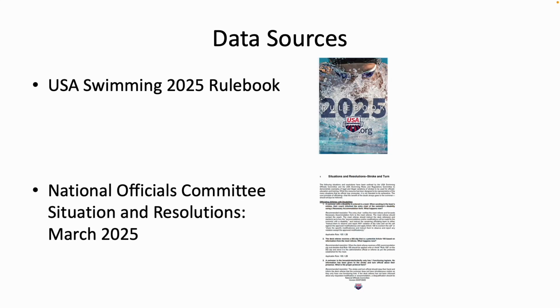For this demo, we'll use two main documents. First, the USA Swimming Rulebook, the official set of regulations for all competitive swimming. Second, Situations and Resolutions, a collection of clarifications and examples provided by the USA Swimming Officials Committee. By uploading both into ChatGPT, we give our swim rule analyzer the exact context it needs.